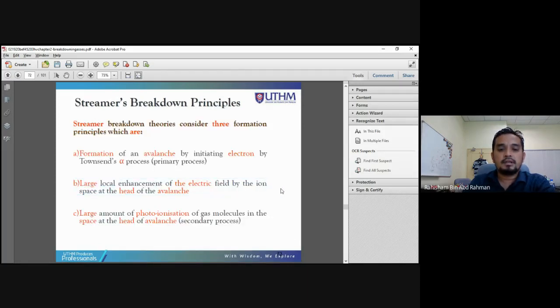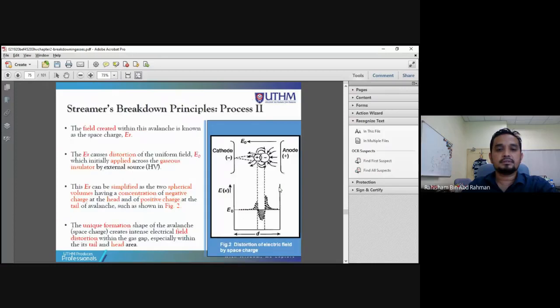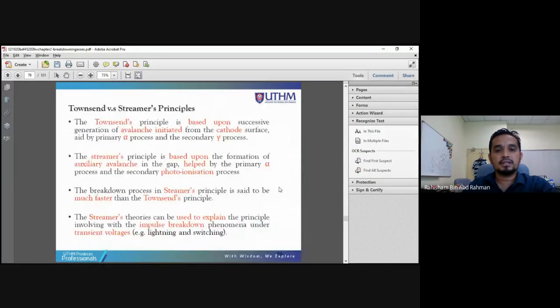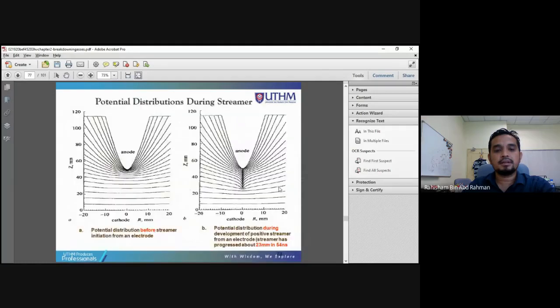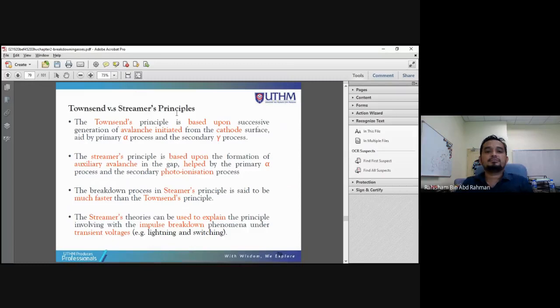The streamers help to explain the Townsend mechanism under transient conditions. You can read these three processes in detail. It's available there. And then Townsend versus streamer principle.